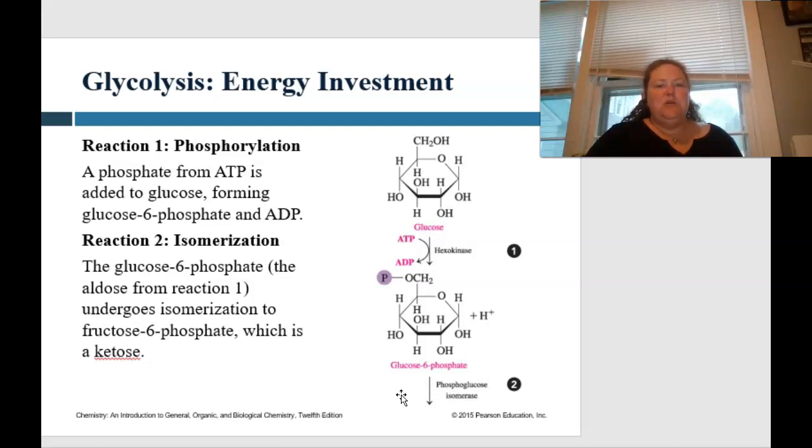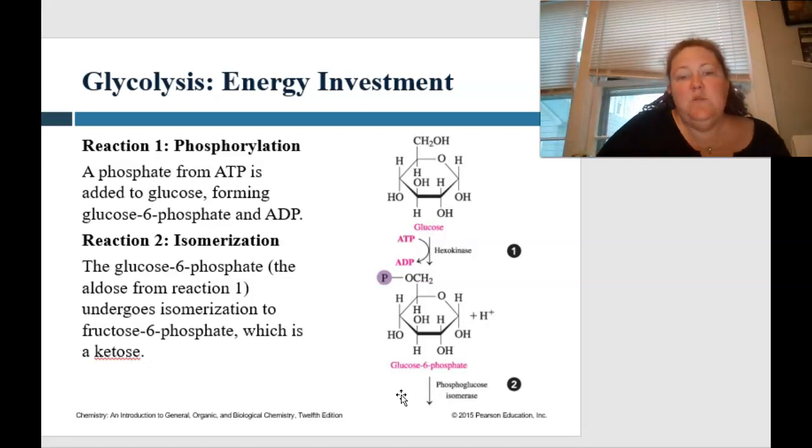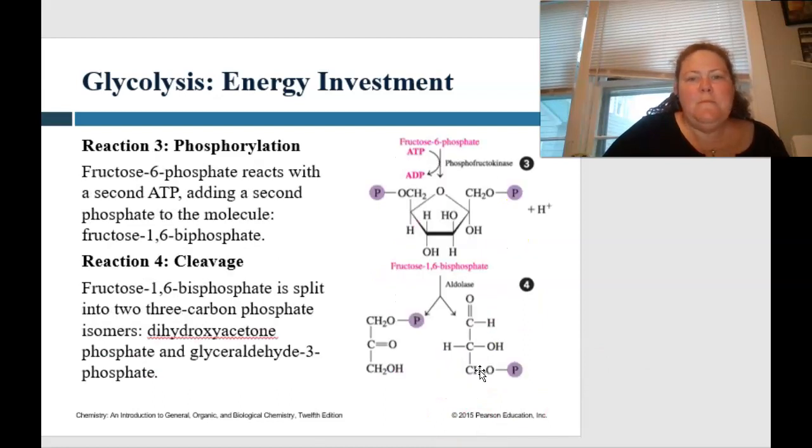Then reaction 2 is going to be isomerization, and we talked about isomers before. Basically the glucose 6-phosphate, which is the aldose from reaction 1, is going to undergo isomerization to fructose 6-phosphate, and this is a ketose, and you can follow along in these pictures over here. Then in reaction 3, we have phosphorylation. This is when fructose 6-phosphate reacts with a second ATP, and this adds a second phosphate to the molecule, and it makes it fructose 1,6-bisphosphate.